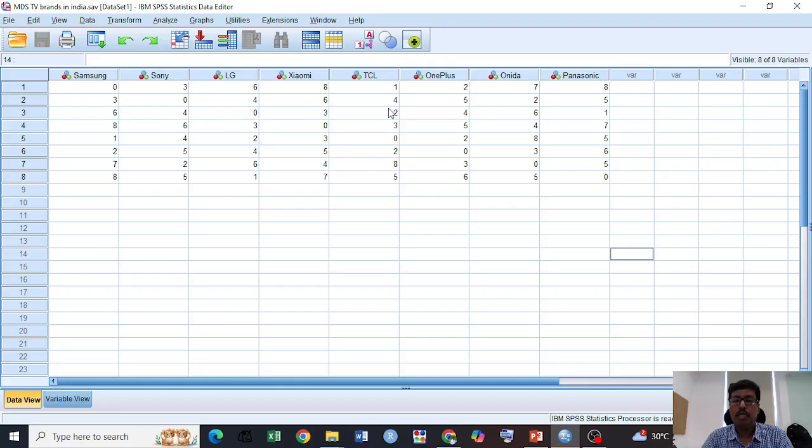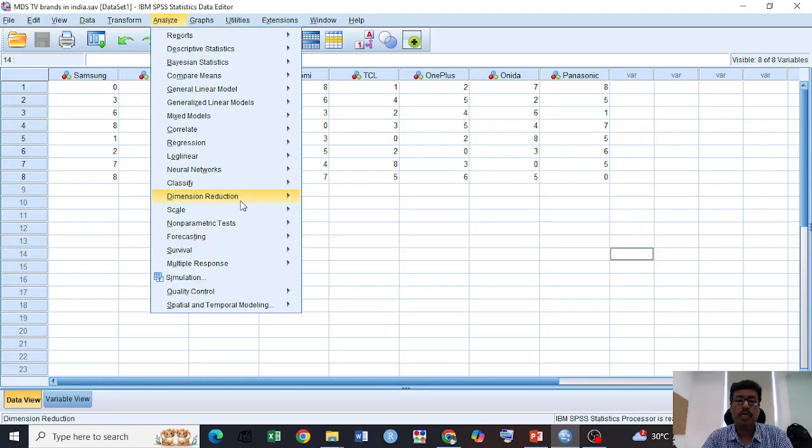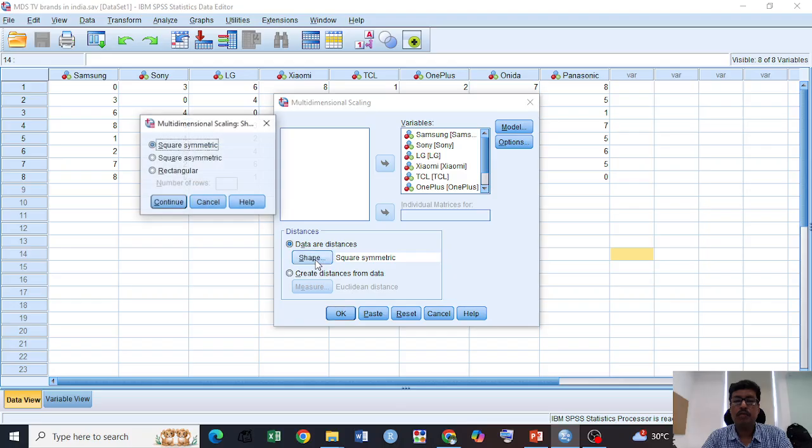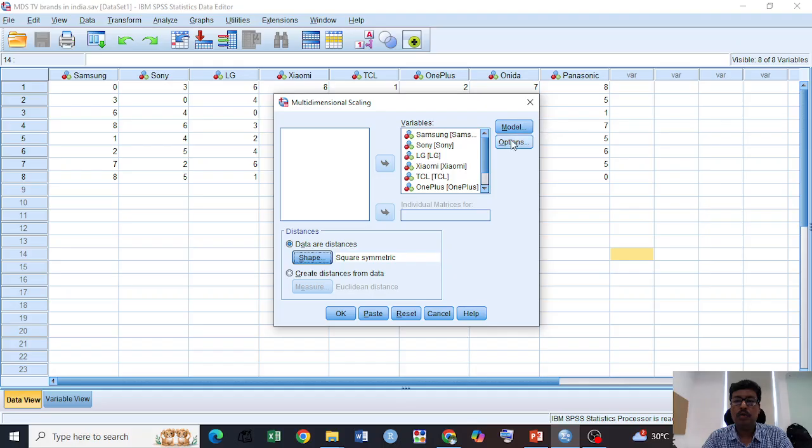To conduct this in SPSS, what I need to do is go to Analyze, then Scale, and then Multidimensional Scaling. I go to this multidimensional scaling. You see the variables are mentioned over here, right? So I can select what the shape is, the square symmetric. Okay, I go to the square symmetric, and now I go to the options.